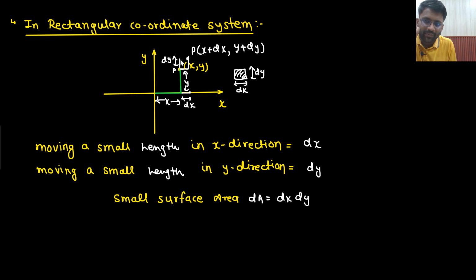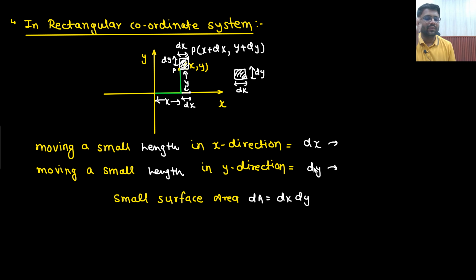So let's make this diagram a bit better. Basically this is what we have done. We have moved a distance dx, and we have moved a distance dy as well. Okay, and this small area is nothing but dx dot dy. Understandable? So it is a movement in the x direction and a movement in the y direction, and the multiplication of both of them is your small area.